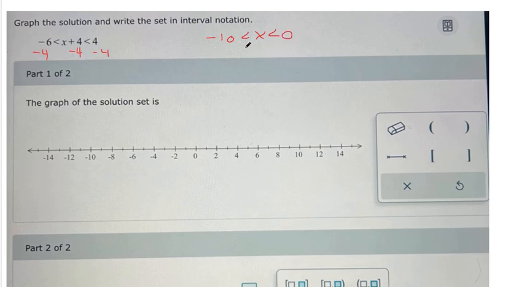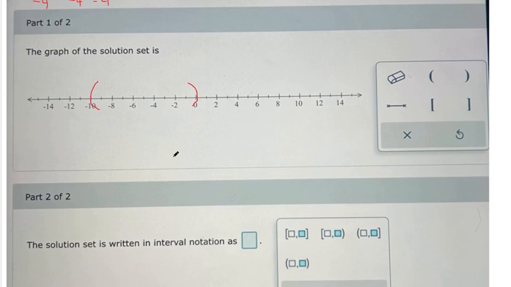We can graph it. We want to use the parentheses button in ALEKS, not the bracket, because this doesn't have a line underneath. If it did, we'd use the bracket. So I'm going to go to negative 10. I'm going to use the parentheses button and click right there in ALEKS. And then same thing over here, use the parentheses button. So that shows the solution is somewhere between these numbers, not including negative 10 and 0.